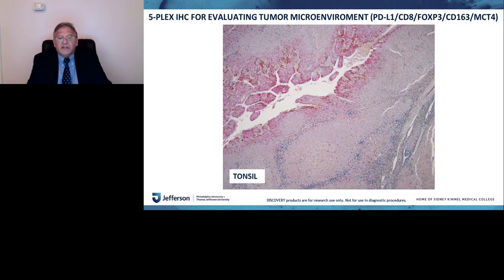To develop this 5-plex, we used tonsillar tissue, sections of tonsils, because tonsils could actually give us a positive control and a negative control for PD-L1. It has a lymphoid tissue in the background that is going to definitely have CD8, FOXP3, CD163, and we were pretty sure that we're going to have cells with metabolic activity. So we actually optimized our 5-plex on tonsillar tissue.